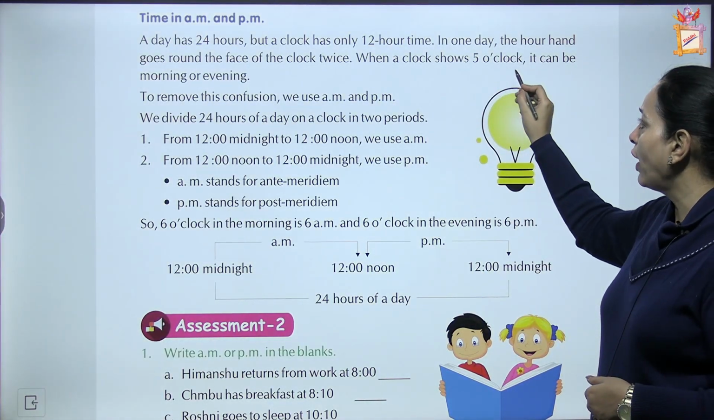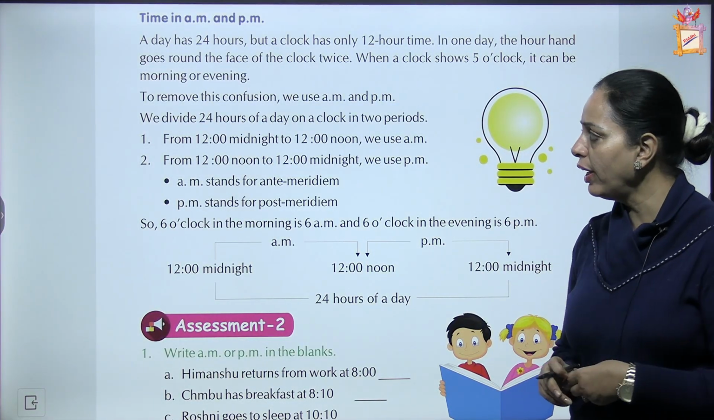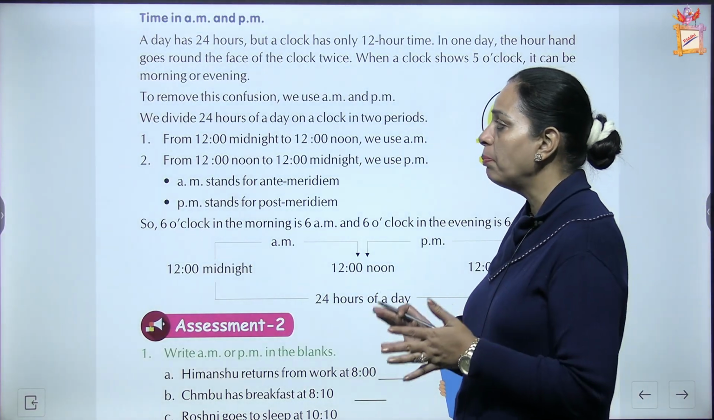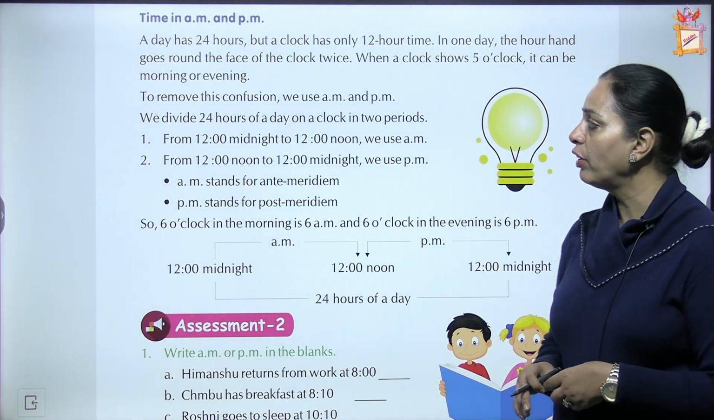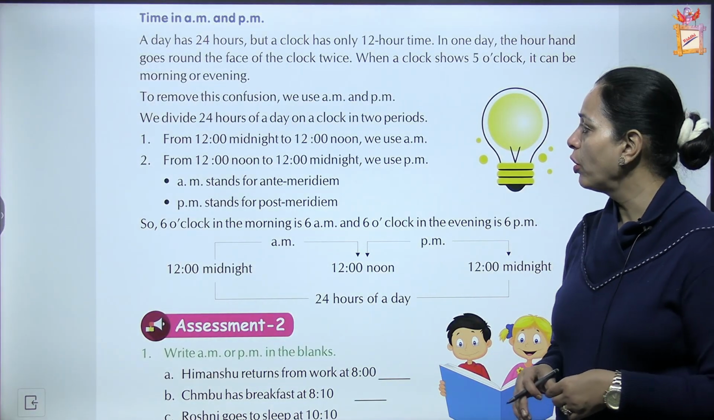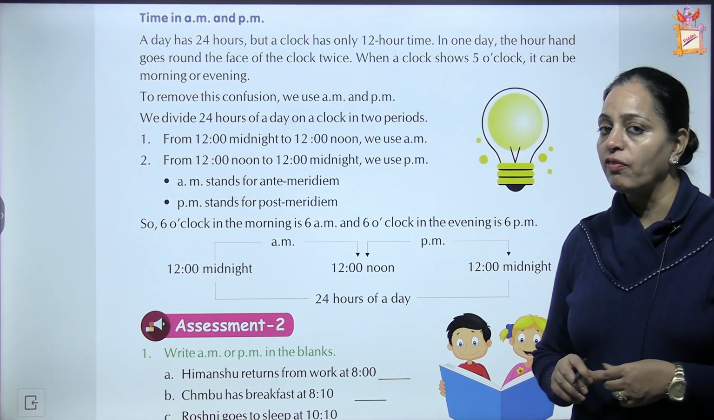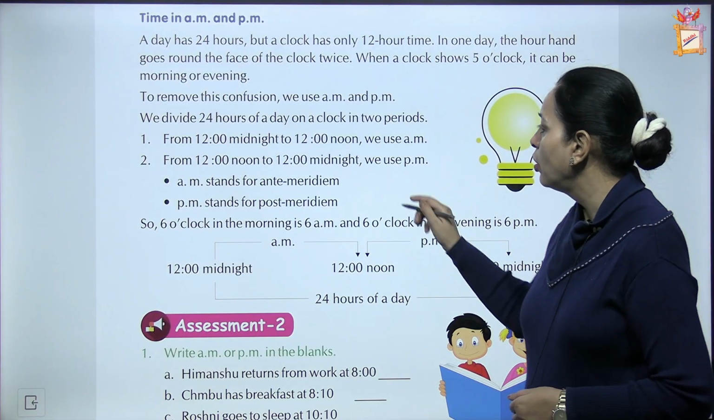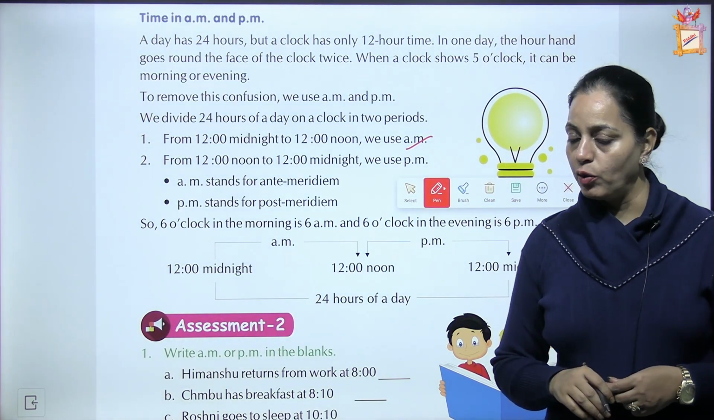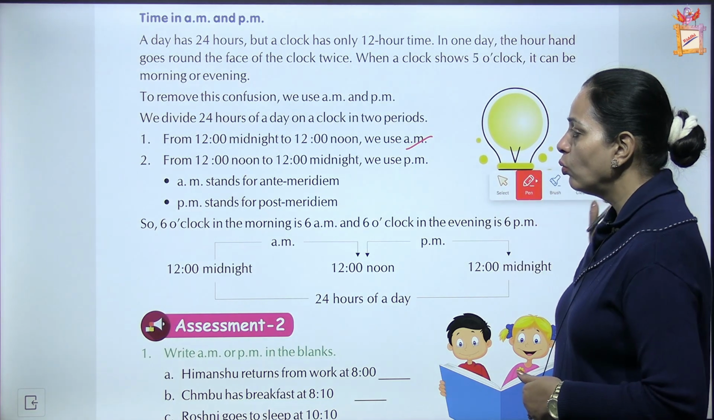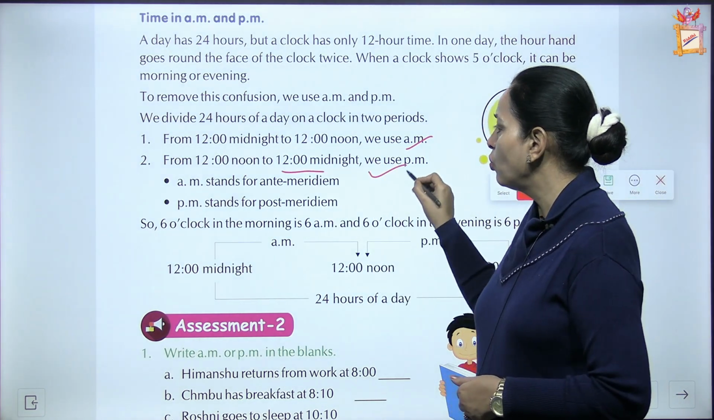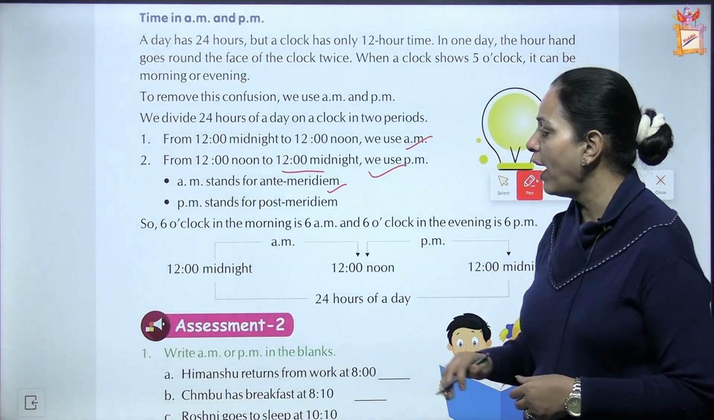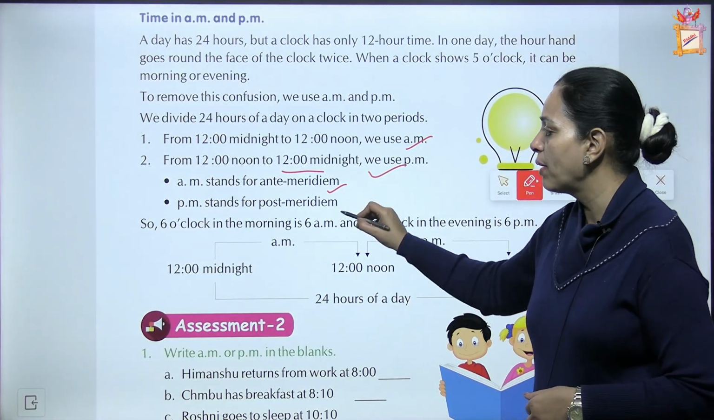When a clock shows 5 o'clock, it can be morning or evening. So to remove this confusion, we use AM and PM. So we divide the 24 hours of a day on a clock into 2 periods. The first one, from 12 midnight to 12 noon, we use AM, and from 12 noon to 12 midnight we use PM. AM stands for ante-meridian and PM stands for post-meridian.